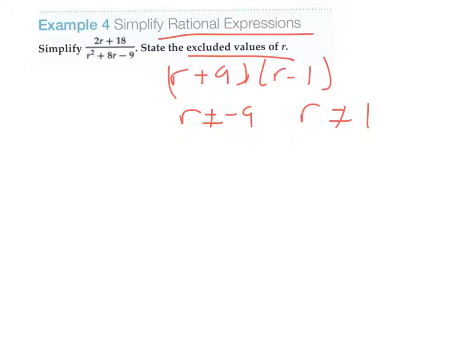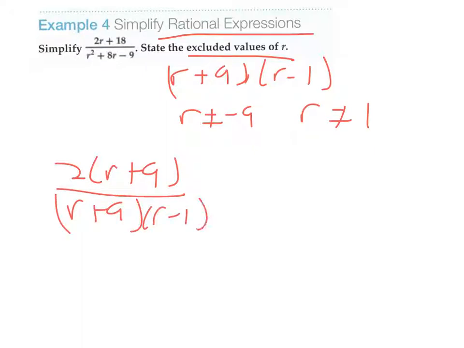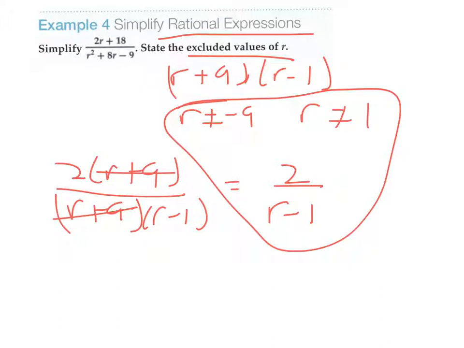So now I simplify. Since I already have it factored, I'm going to factor the top. So I take out my greatest common factor. And I already have the bottom factored. And I cross out what's exactly alike. So r plus 9 and r plus 9 cross out because they are the same factors. And so I'm left with 2 over r minus 1. And our excluded values are negative 9 and 1.